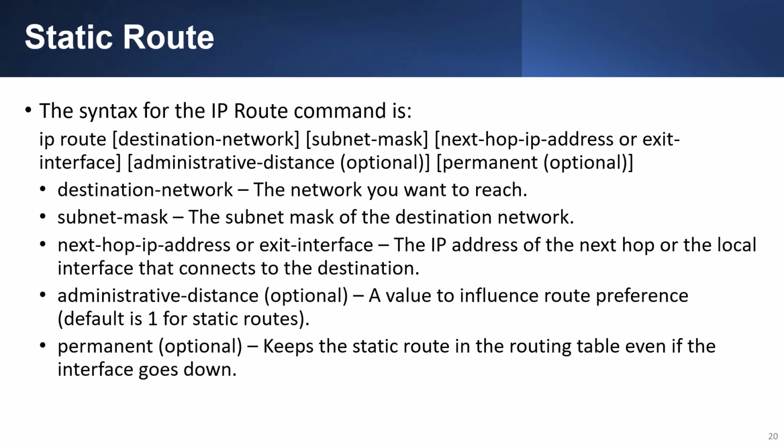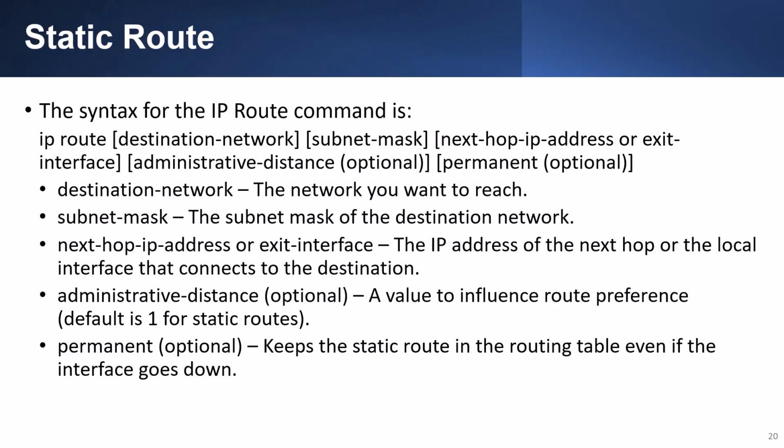The syntax for the IP route command is: IP route, destination network, subnet mask, next hop IP address or exit interface, administrative distance, which is optional, and permanent, which is optional. Destination network is the network you want to reach, while the subnet mask is the subnet mask of the destination network. Next hop IP address or exit interface is the IP address of the next hop or the local interface that connects to the destination.